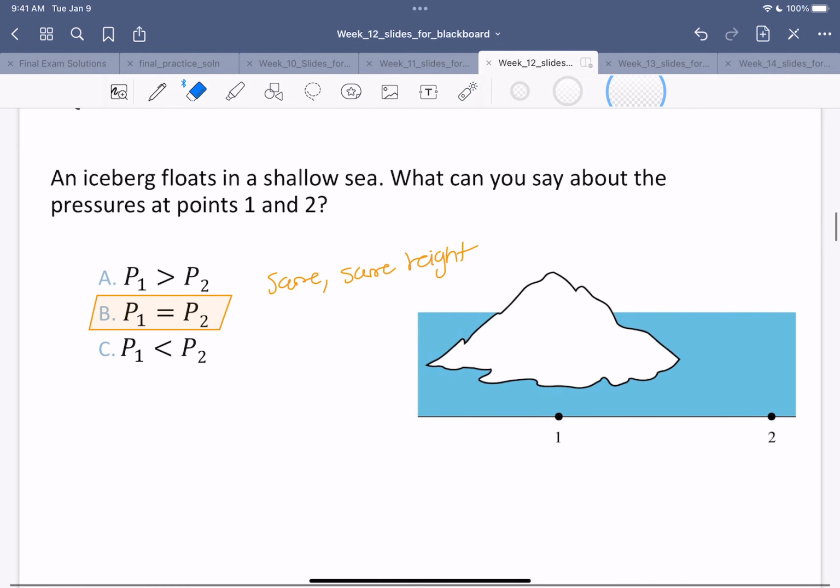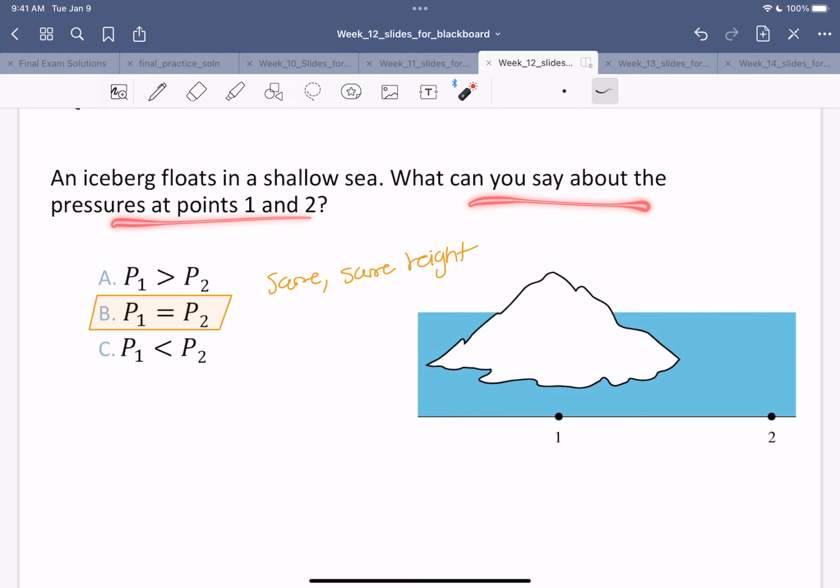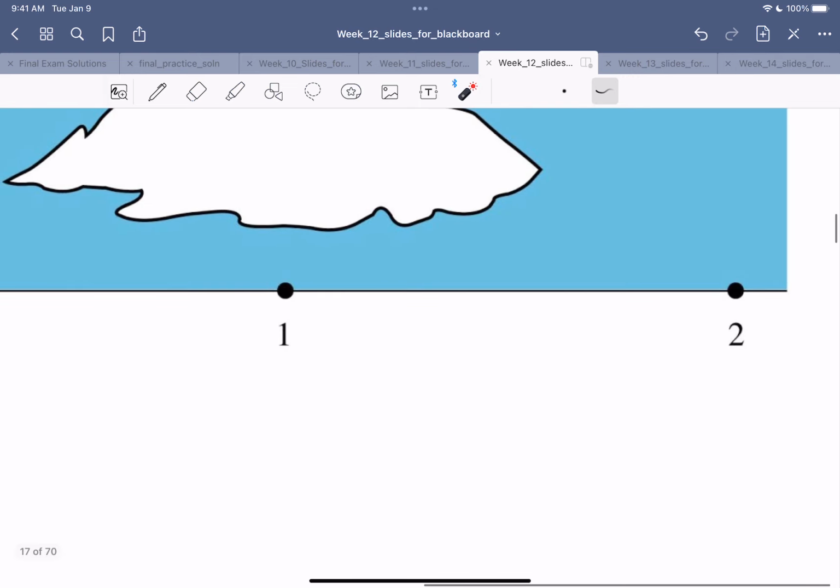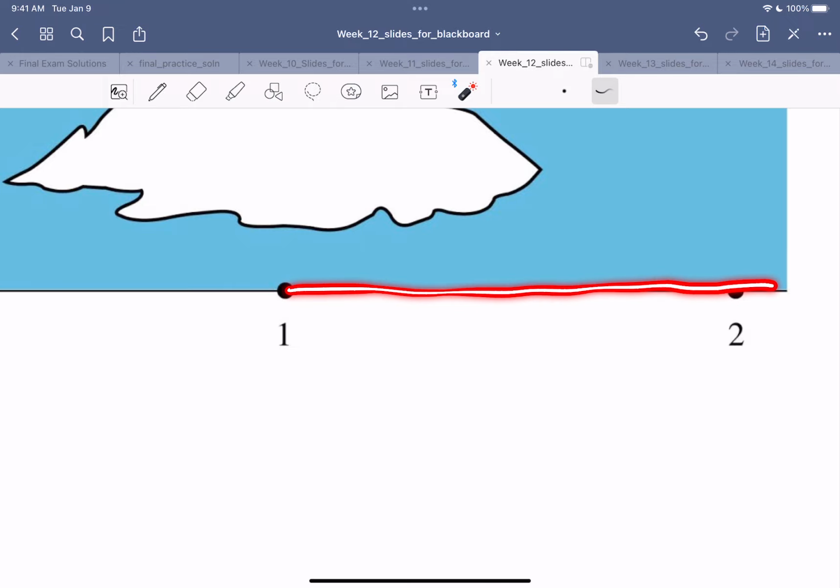This is another example here. So it says an iceberg floats in a shallow sea. What can you say about the pressures at point 1 and point 2? So for point 1 and point 2, like I said, if you can just draw a horizontal line between them like that, if they're at the same height, they're at the same pressure.